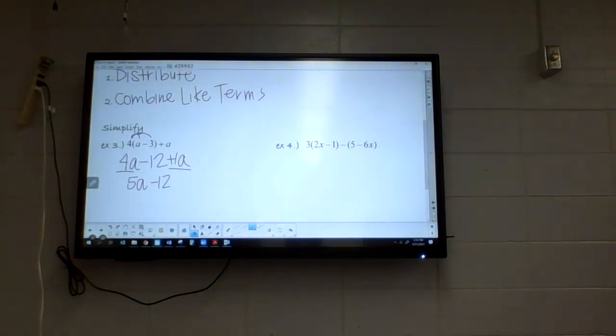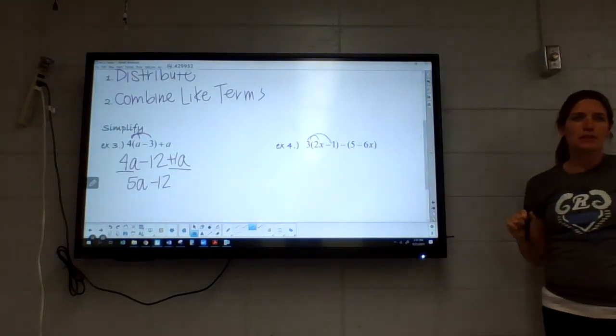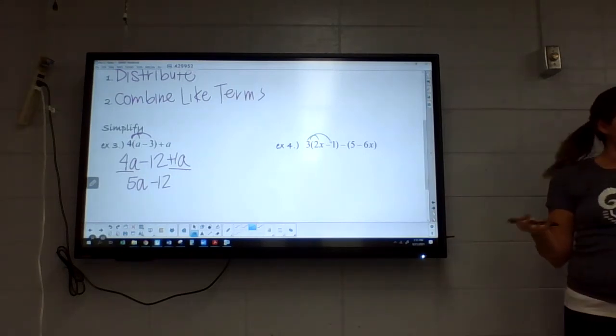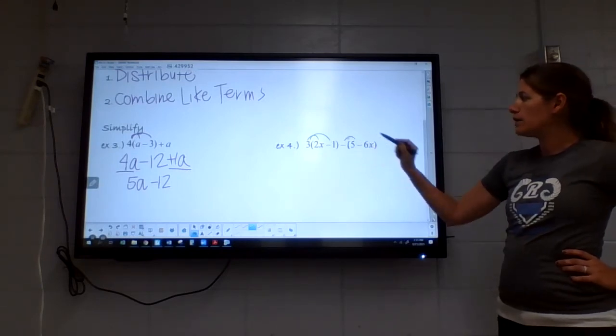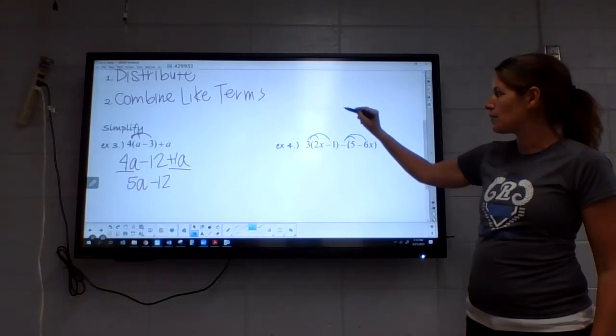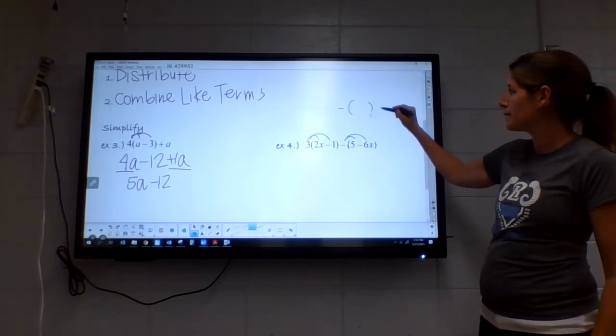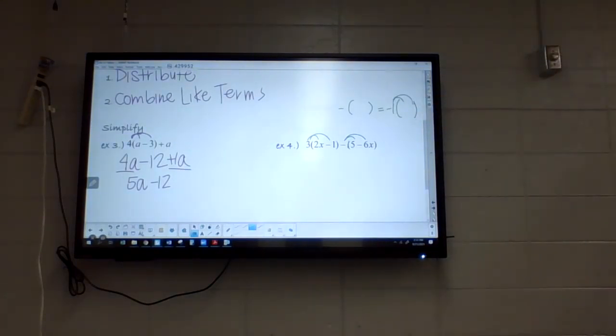What's being distributed in number 4? The 3. The 3 is going to go here. How about this second set of parentheses? Very good. A negative 1 is being distributed there, because that minus sign tells us to change that sign. So that negative is the same thing as a negative 1. So it's like a negative 1 being distributed. That's helpful if you need to write that down.